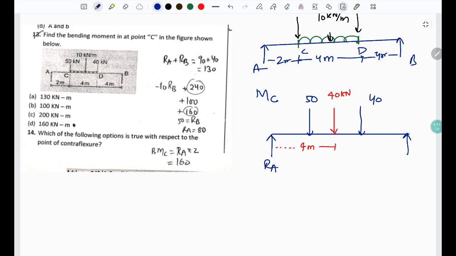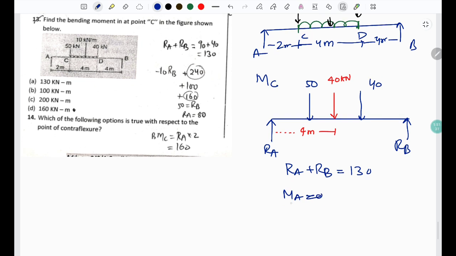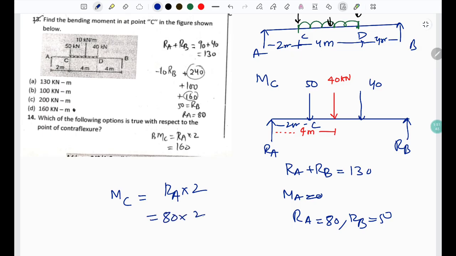So this is RA and RB, and I'll try to just solve it quickly. RA plus RB comes out to be 130, that is 90 plus 40, and using moment at A equals 0, we get RA equals 80 and RB equals 50. Therefore moment at C, which is 2 meters, is RA times 2, that is 80 times 2, that is 160 kilonewton meter. So D is the correct answer.